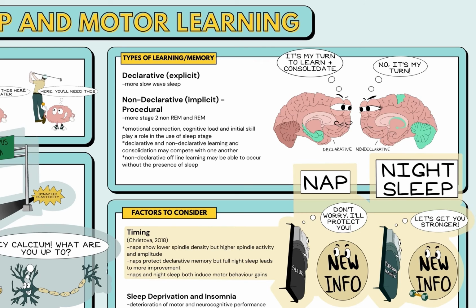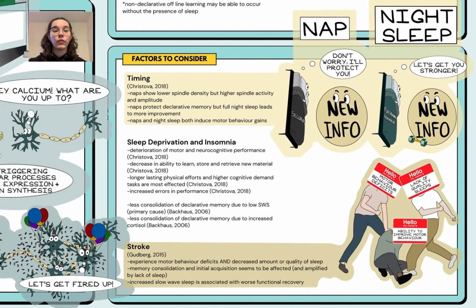Now to cover some other factors to consider. The first will be timing. So when looking at this, you have to consider daytime naps versus full night sleeps. Daytime naps have slower spindle density, but higher spindle activity and amplitude. Because REM 2 stages rely on spindles for the development of long-term potentiation, this is an important factor to note. Naps are shown to protect declarative memory from deterioration, while full night sleep actually leads to improved performance.